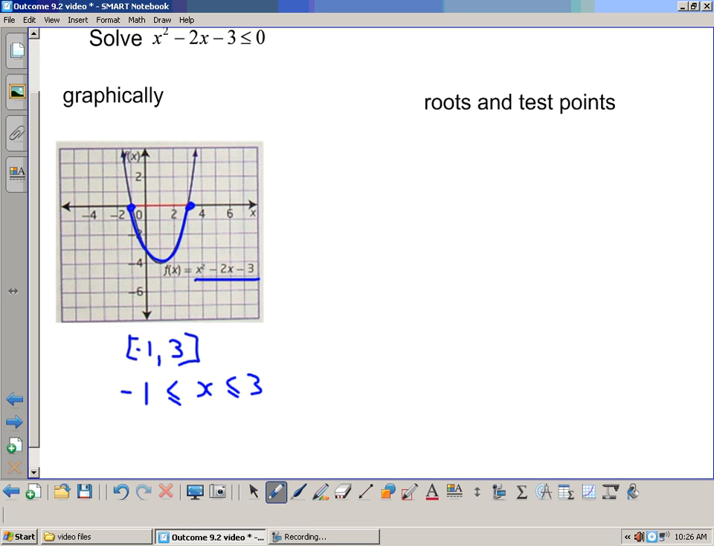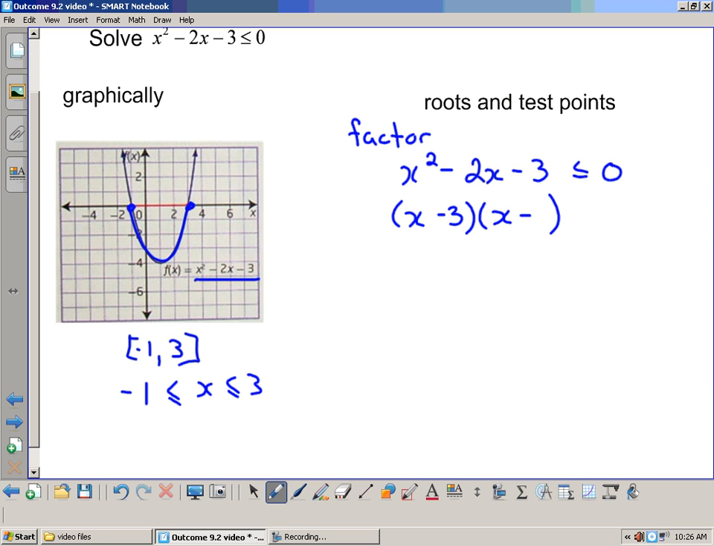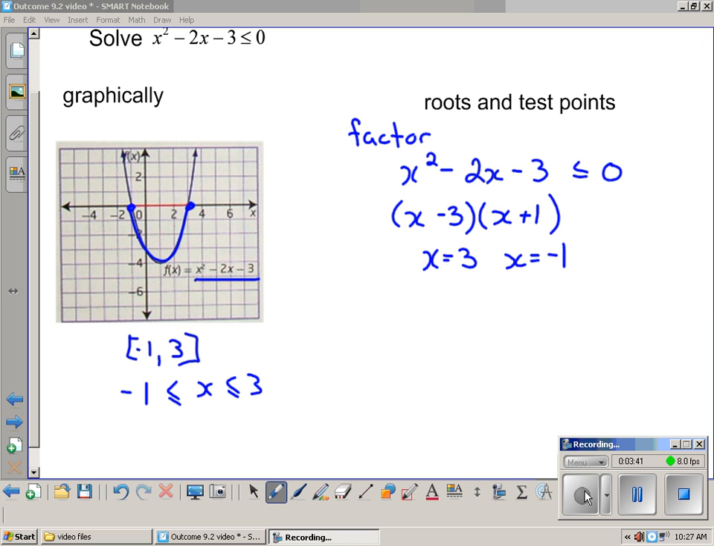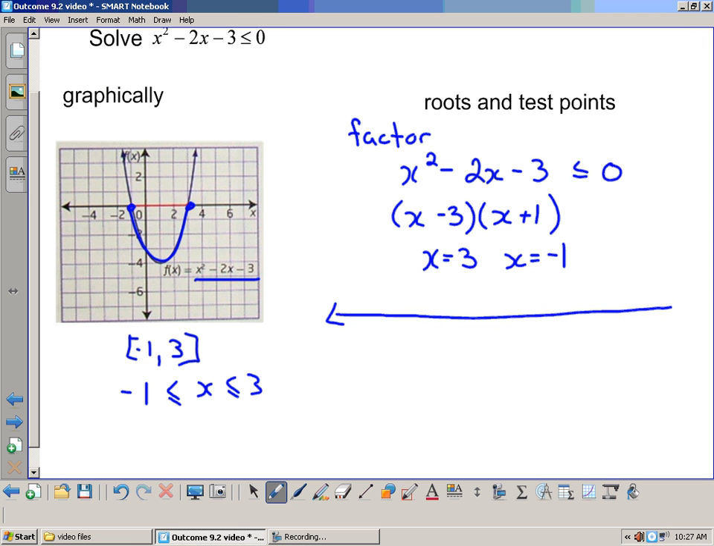To solve it algebraically, we're going to use roots and test points. To find the roots, we need to start by factoring x squared minus 2x minus 3 is less than or equal to 0. Factoring, we get two factors, one that is x minus 3 and one of x plus 1. The resulting roots are x equals +3 or x equals -1. Let's draw a number line next, plotting those two possible solutions. So -1 would be here, +3 would be here.